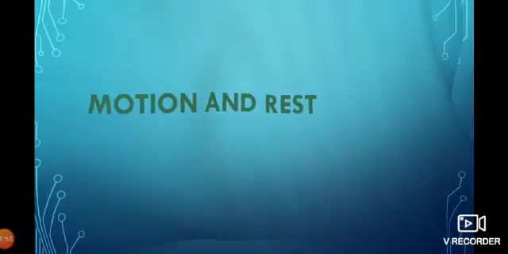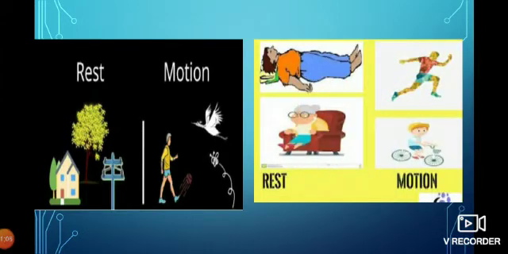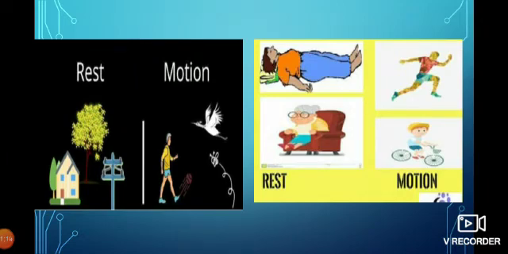The change of the position of an object is known as motion. That means there is a change in the position of an object. If the object remains in a stationary position, it is known as rest. Rest means the object remains in a stationary position. If there is a change in the position, that is known as motion.